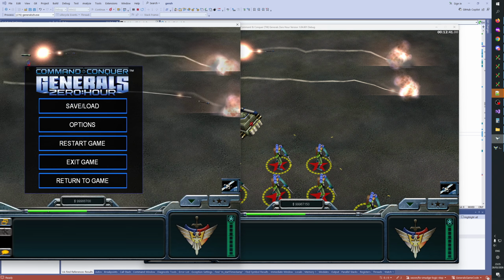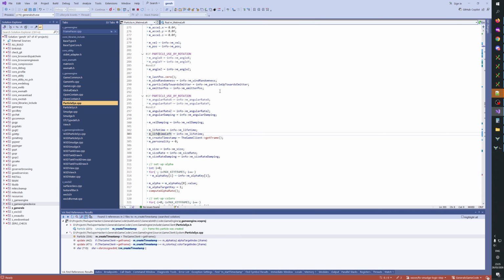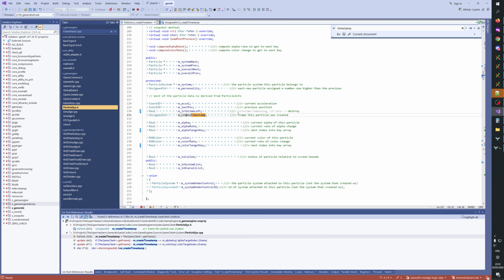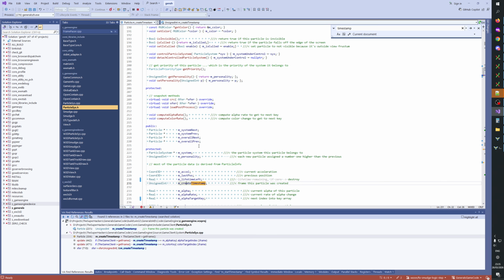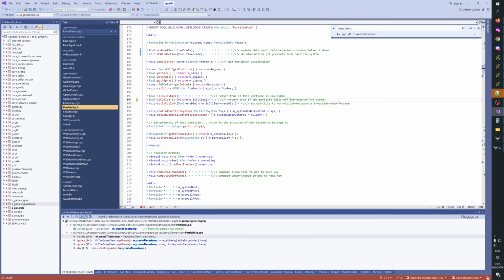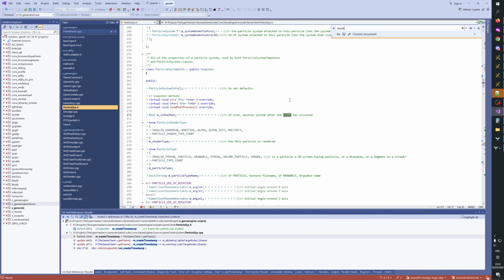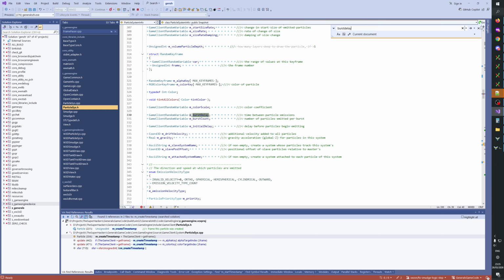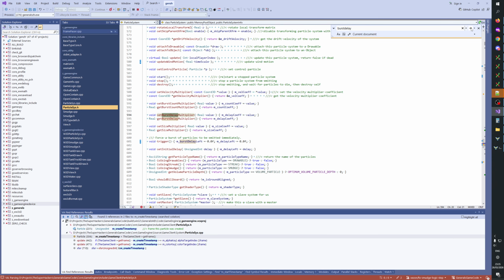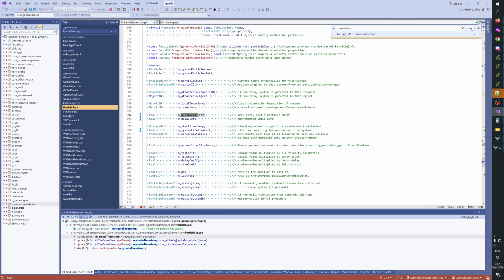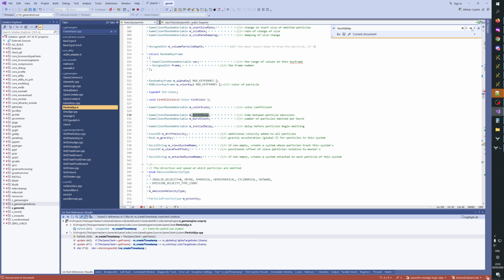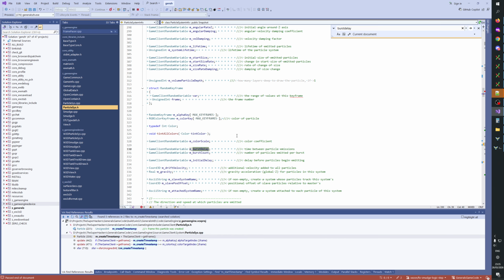What could be the problem here? There's something sneaky. Let's look at the burst delay again. Burst delay. Burst delay. Time between particle emissions. Burst delay.